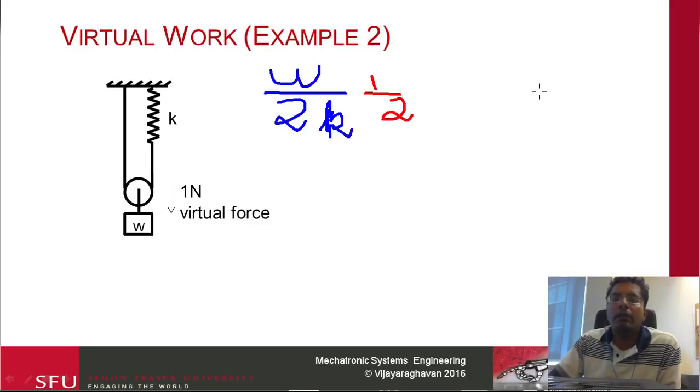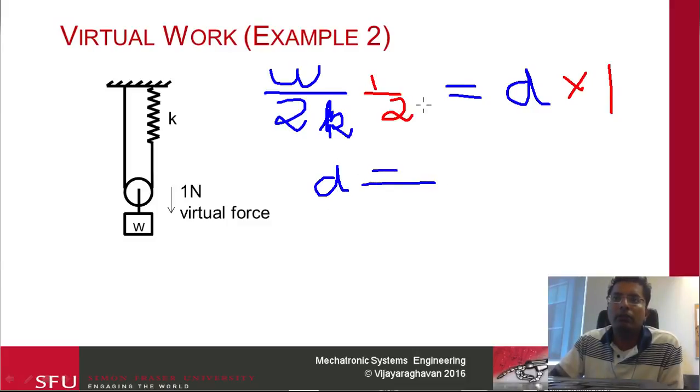And we're going to equate this to the actual force, the external value. So the external displacement, which is the actual displacement, is going to be D, and then times 1, which is the virtual force, virtual displacement. So this gives us D equal to W by 4, W by 4K.